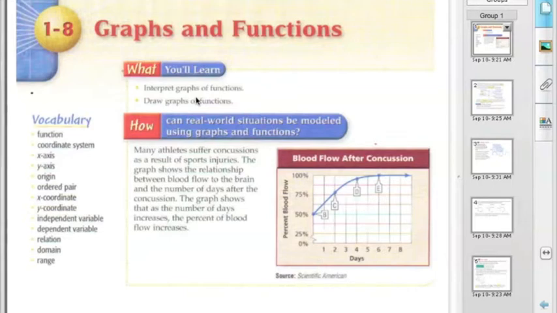So in the first graph here, we're looking at days, which represent our x value. As the number of days increase, so as x increases, what happens to y? As the days increase, the value of y also increases. So, x increases, y increases. That's basically the understanding that we're looking for right off as 8th graders. As the number of days increase, the percent of blood flow to the brain actually increases.